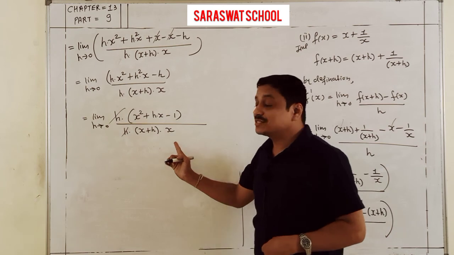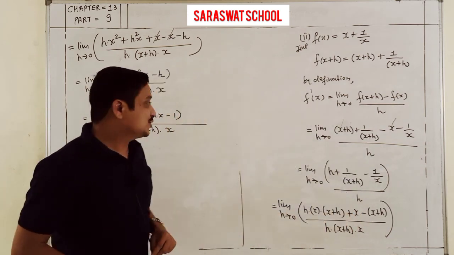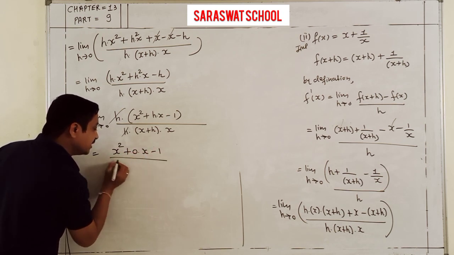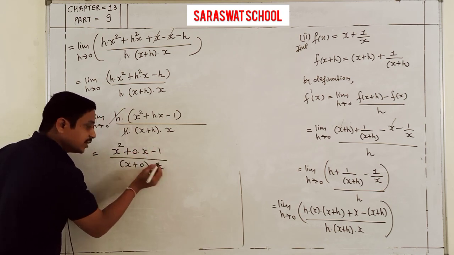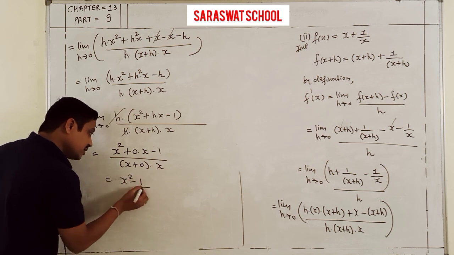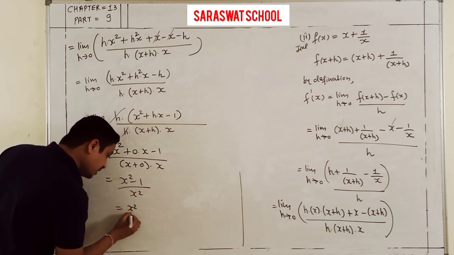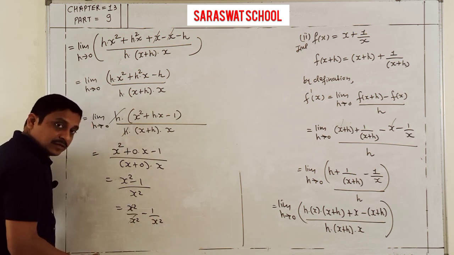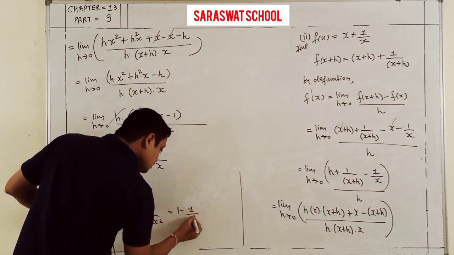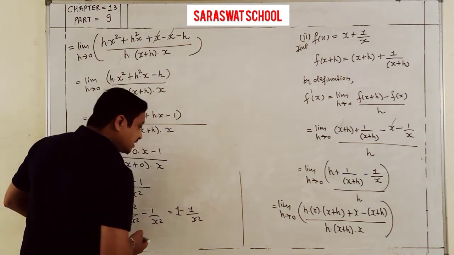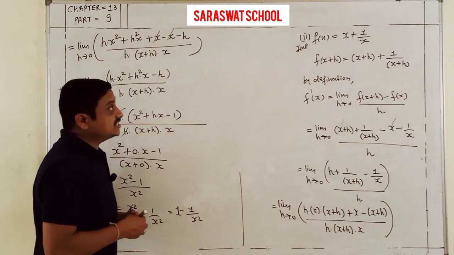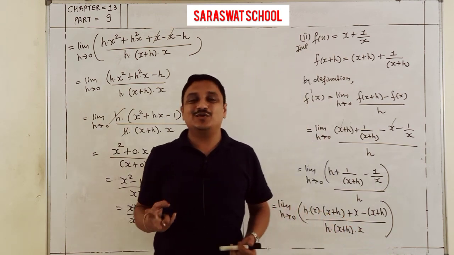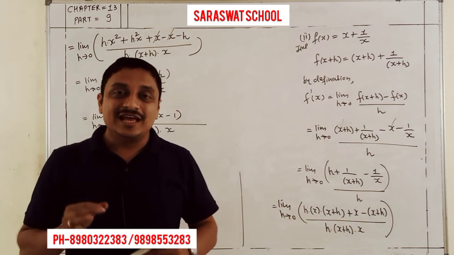Now putting the limits, in place of h is 0. So you have the answer: x square plus 0 into x minus 1, and x plus 0 into x. So x square minus 1 by x square, you will just write down x square by x square, 1 by x square, this cancel, and your answer is 1 minus 1 by x square. That's the students' final answer for the derivative of this question 22 by the first principle, and the first and second questions both are important questions, happily done here.